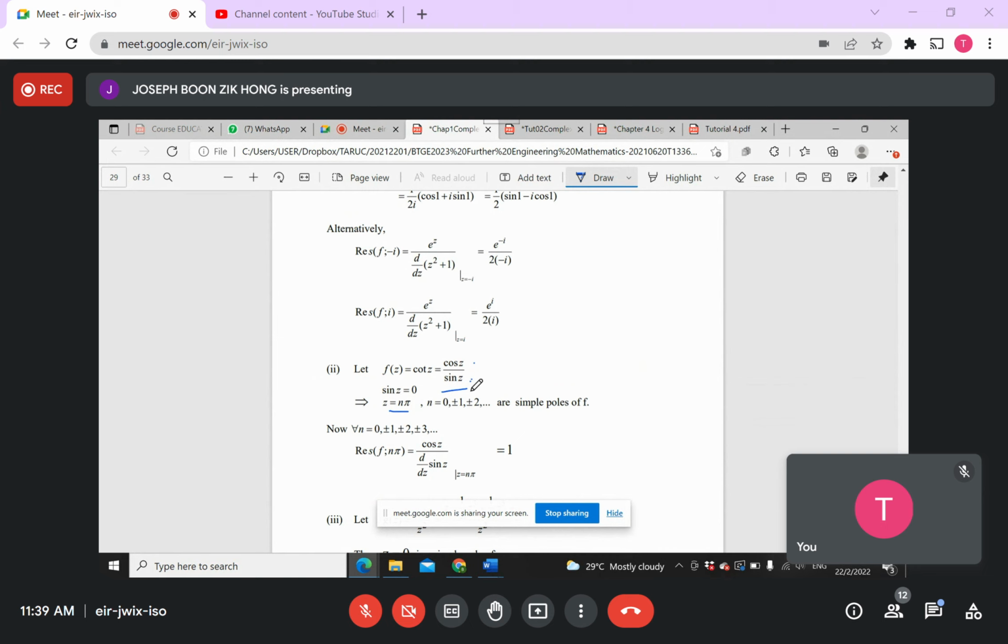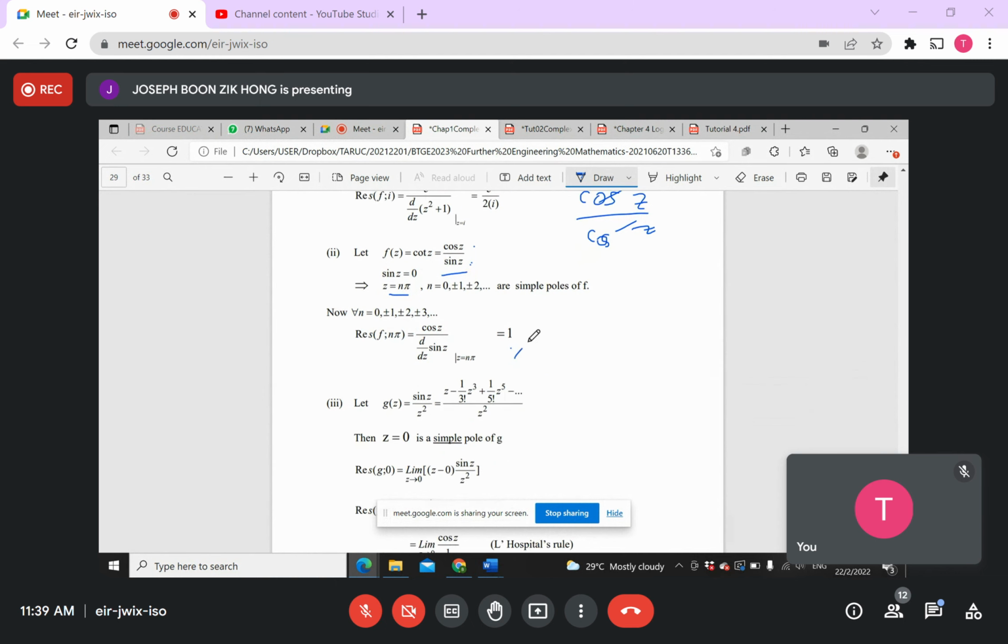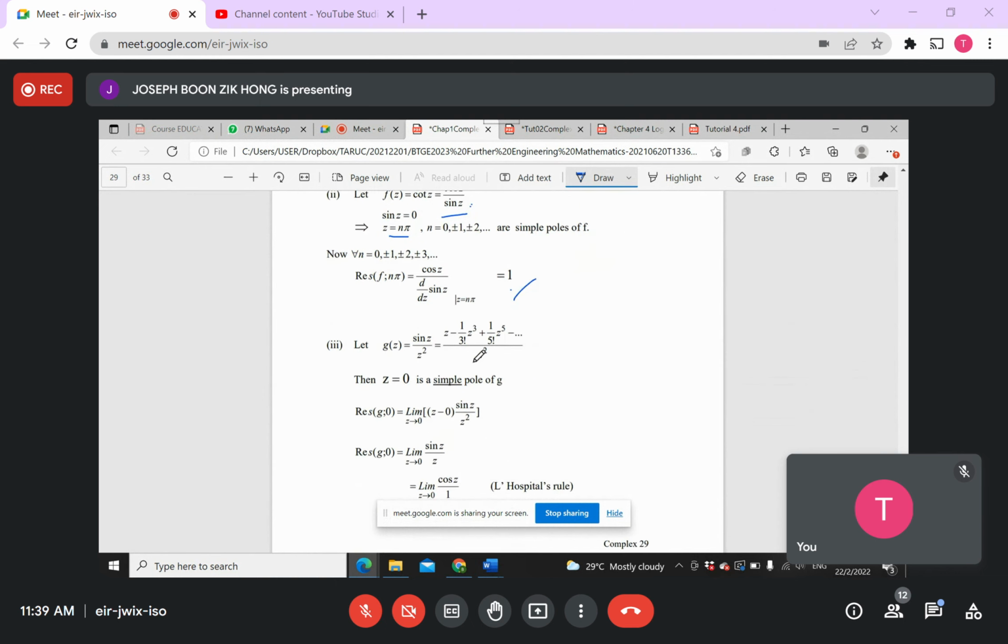So what is the residue? Again, cos z divided by the differentiation of sine z, which is cos z also. So no need to care what your z is, because cos and cos cancel each other, you get 1. So your answer will be 1. This one is a normal simple pole.